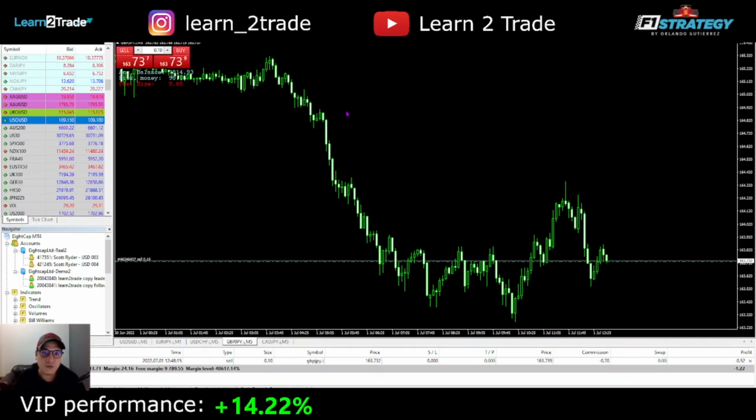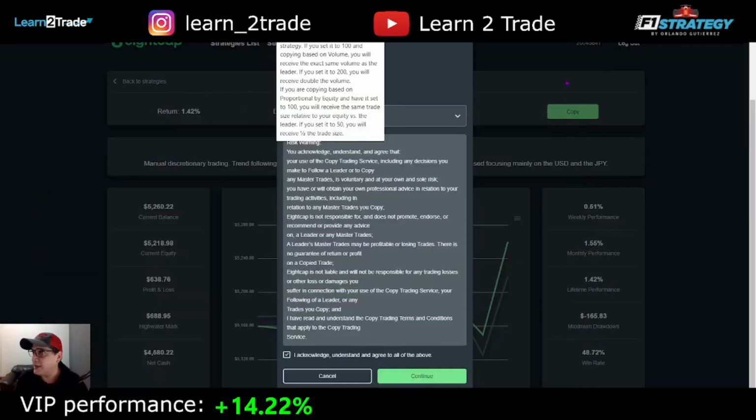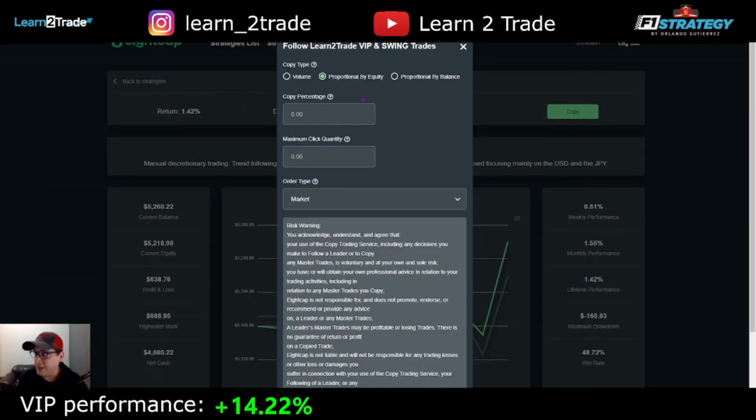And if you choose to copy by proportional by equity and you set it at 100, you are going to also copy our risk parameters and our risk management.